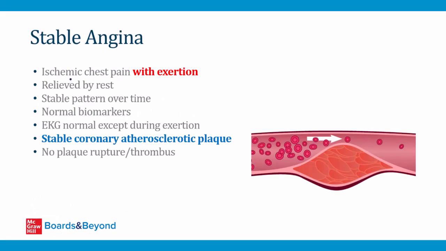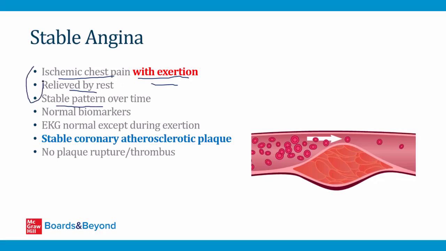Stable angina is a clinical syndrome that involves ischemic chest pain that develops with exertion. So, ischemic chest pain is usually a pressure-like or squeezing chest pain in the center of the chest. In patients who have stable angina, this will develop with exertion. And then it's relieved by rest, and the chest pain has a stable pattern over time.